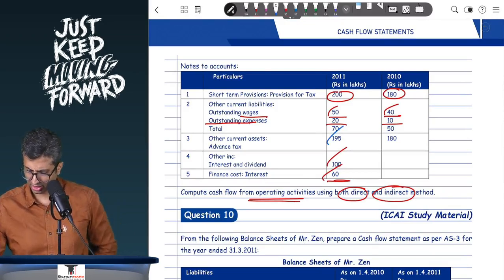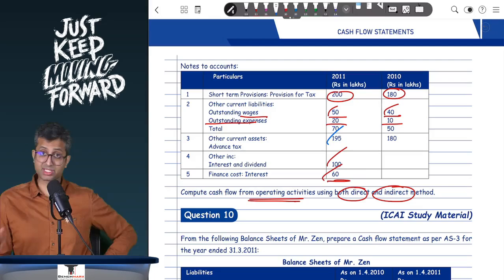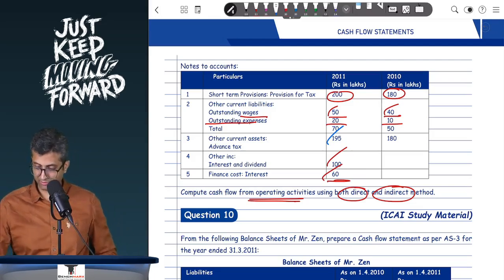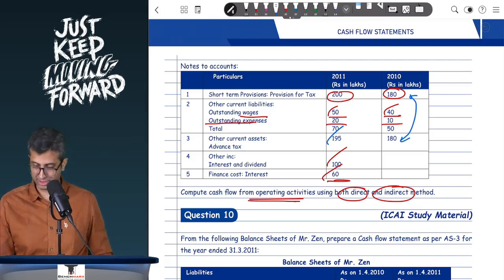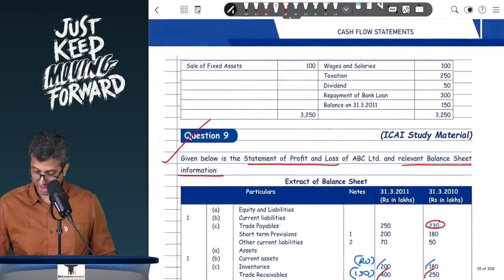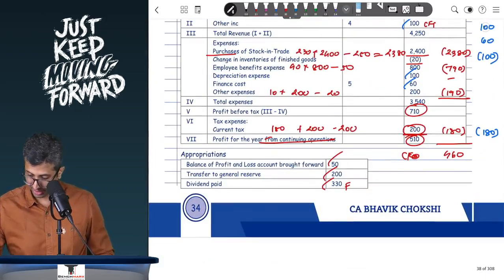During the year, I think 195 was the advance tax, so that is what must have been paid. So यहाँ पे 180 and 180 पे हो गया. मैंने यहाँ पे जो प्रोविजन का बनाया था, that will not work because 195 is paid, it is clearly given to us. Advance tax is what is paid, तो यहाँ पे your payment will be 195, that is advance tax paid, that is your actual payment.